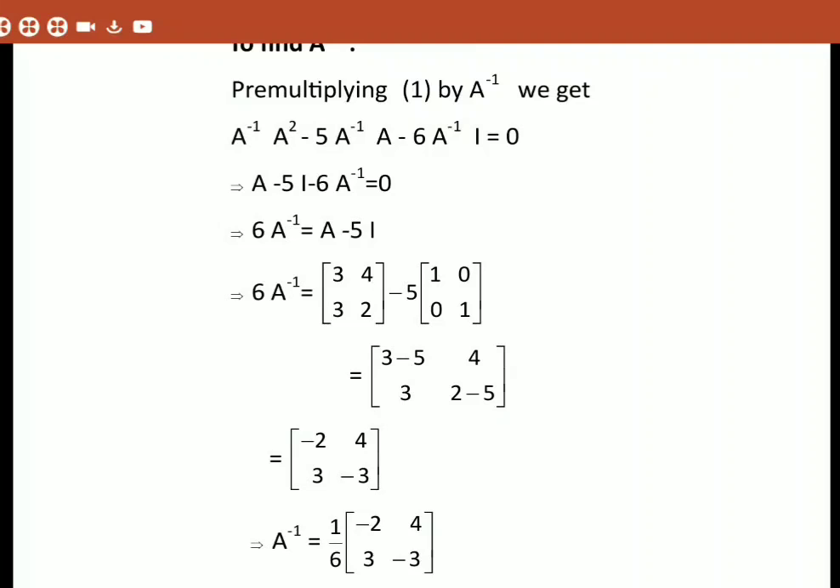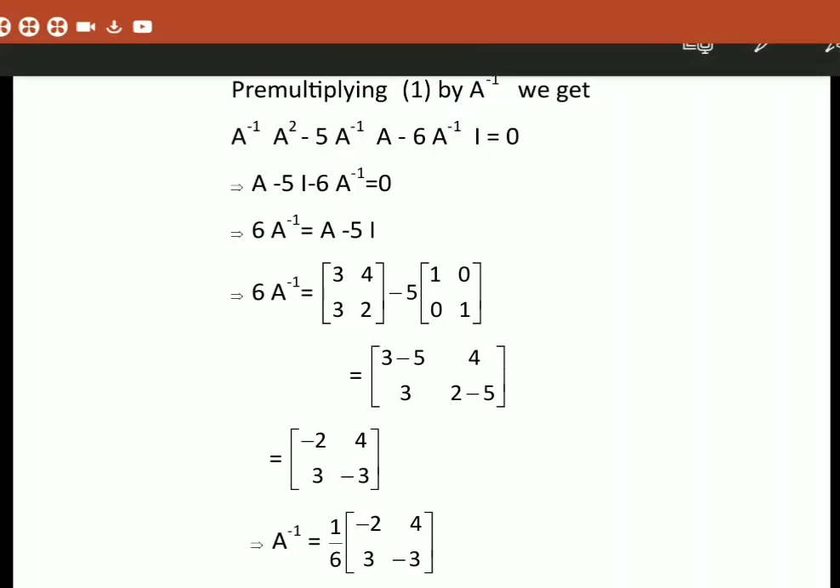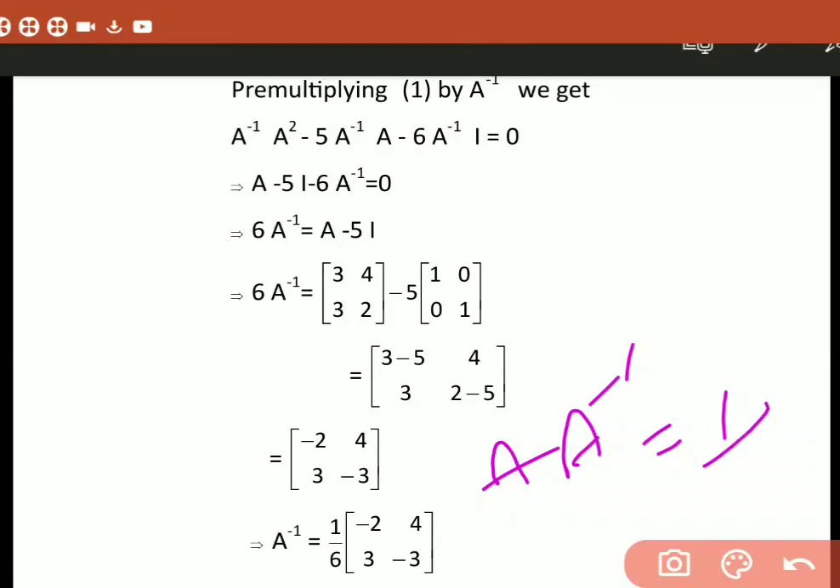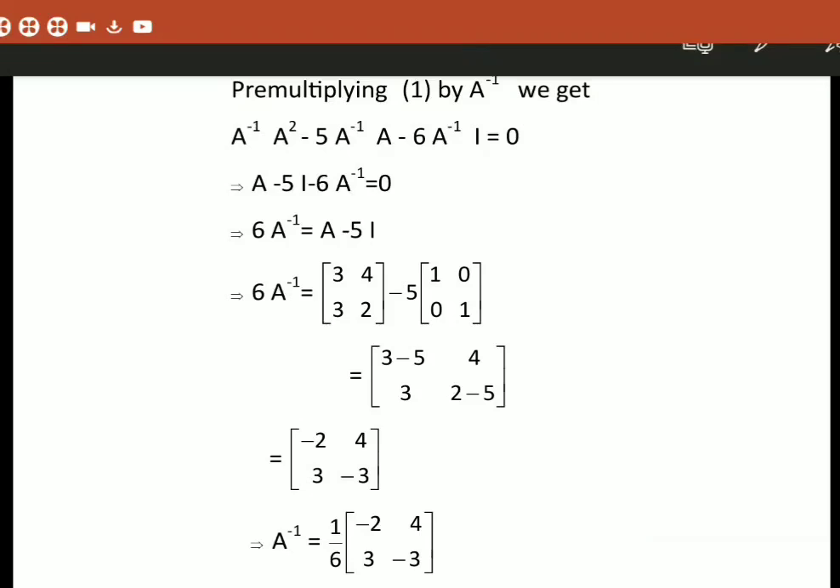If you want, you can verify whether this is correct or not. We know how to find the inverse of this matrix. We have two methods to find this. One method is A inverse equals adjoint of A divided by determinant of A. This method we also use. Otherwise, we can verify that A into A inverse should be I. Multiply A with A inverse, you should get I. This is also one of the methods to verify whether you have done it correctly or wrong.